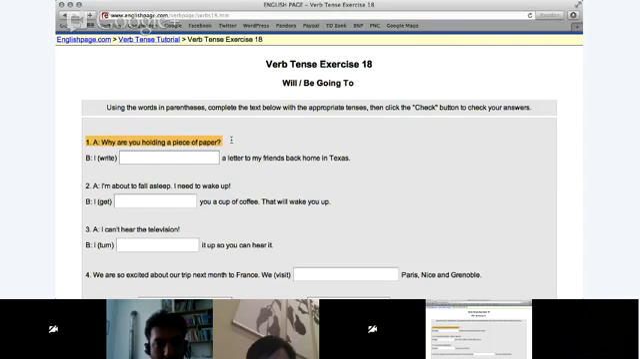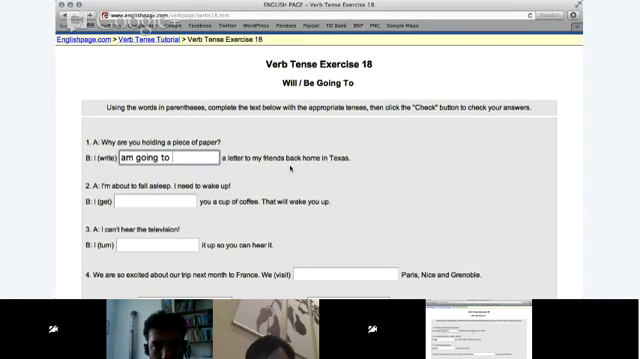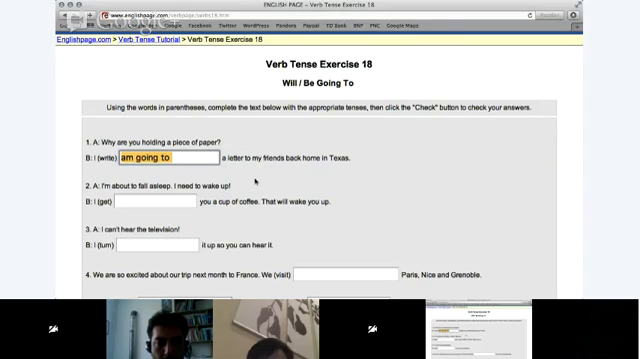Why are you holding a piece of paper? I will write a letter to my friends back home in Texas. I'm going to. Yeah, so because he has a piece of paper, you think about this. Yeah, so it is, I am going to write a letter back home to my friends in Texas, which means the action is going to be completed, I guess is another way to put it. So he is going to write the letter. All right, he's not just saying he is, he's actually going to complete the action. Does that make sense? Yes. Okay.